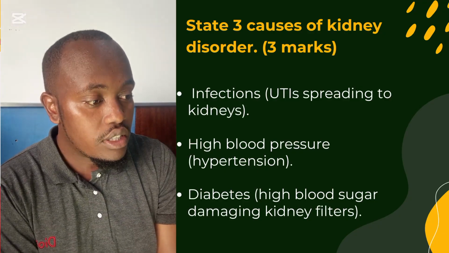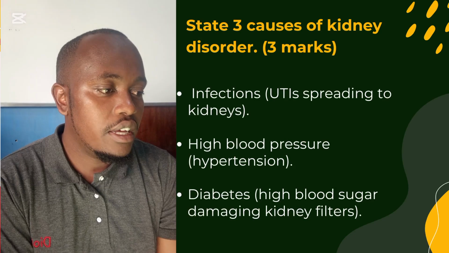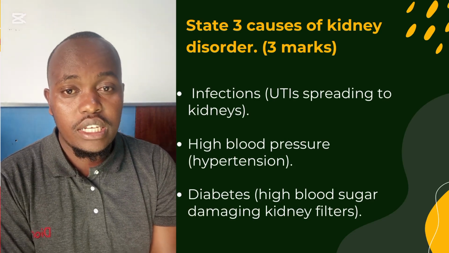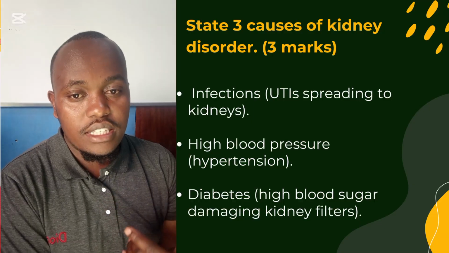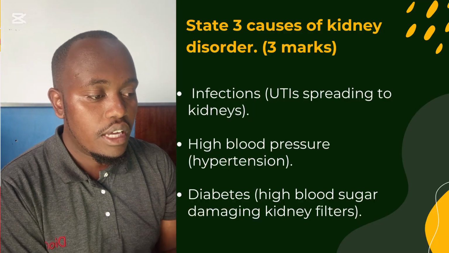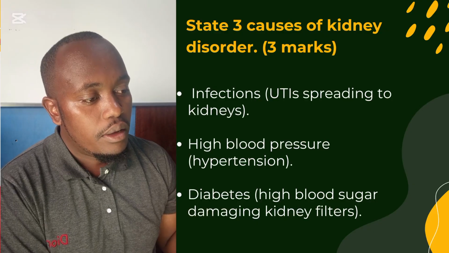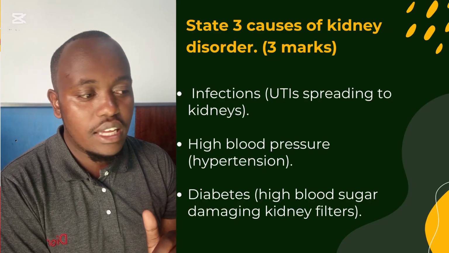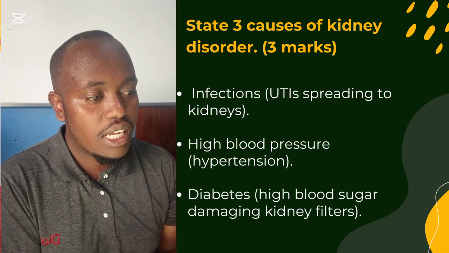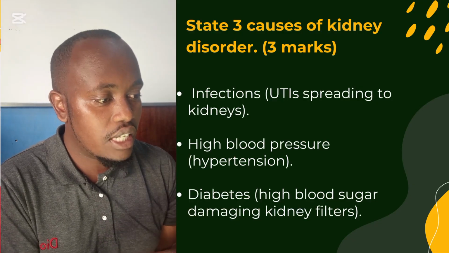Another cause for kidney disorder is high blood pressure, hypertension. Note that all the blood in the body passes through the kidneys for excretion, and therefore when blood is pumping at high pressure, then it affects the kidneys functionality and therefore can cause a disorder.